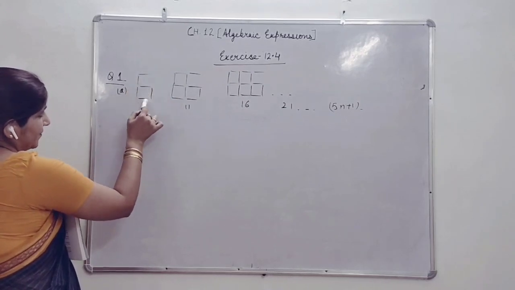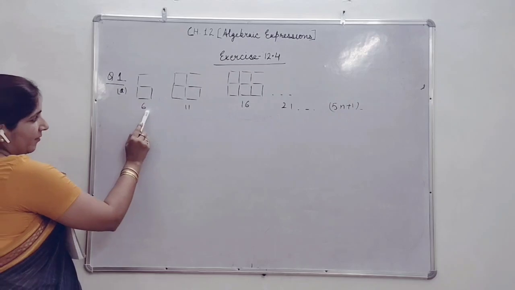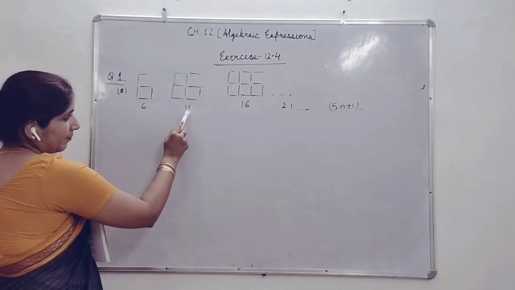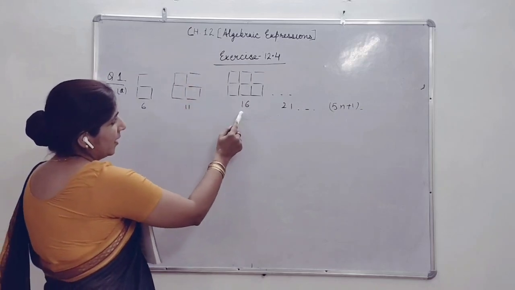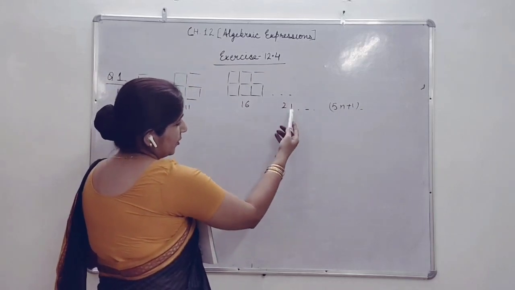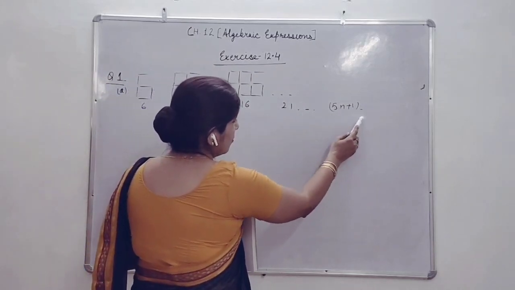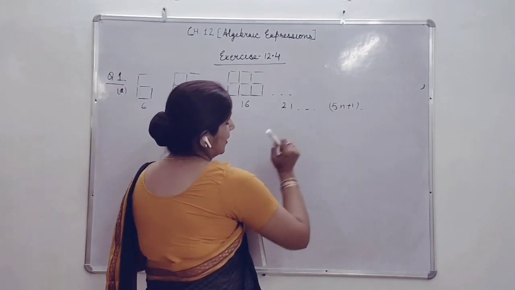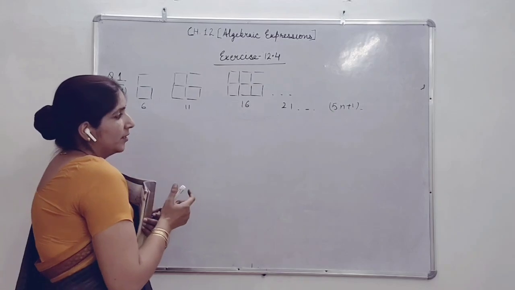1, 2, 3, 4, 5, 6. It's already given that we have used 6. To join two 6s together, you need 11 sticks. Here 16, next 21, all things are given. So in general, if we solve it, we need 5n plus 1 sticks.